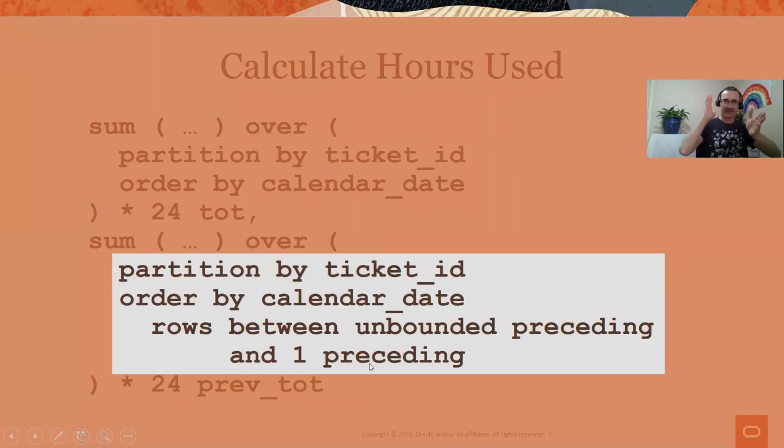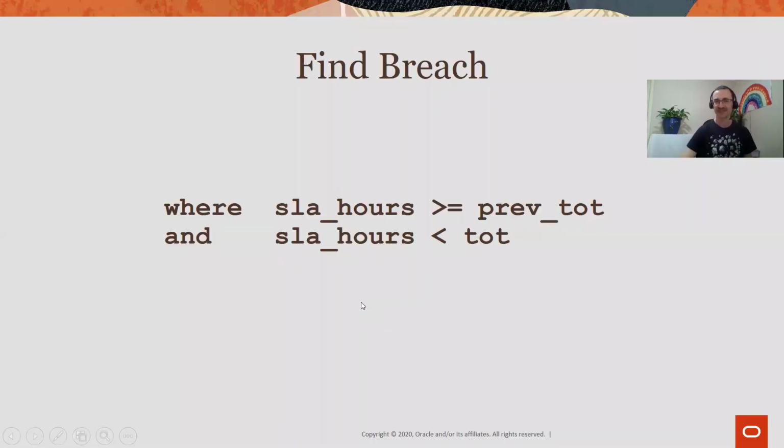We've got the working hours used at the end of today, or the current day. To find the breach day, we just need to find the row where the SLA hours falls between those two values. Nice and easy to say where the SLA hours is between those two extremes. Pretty straightforward at this point, right? There is a tiny subtle thing that you need to look for here. I said where the SLA hours is greater than or equal to the previous total, so the working hours at the previous day, and the working hours at the end of the current day.